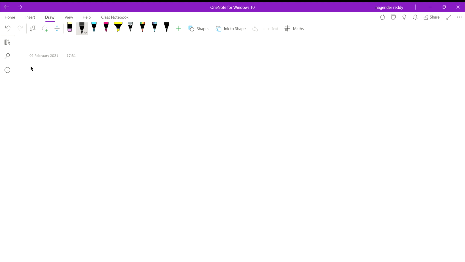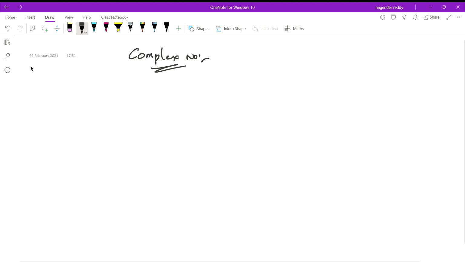Useful for diploma students and intermediate secondary also. So what is the concept here? Complex numbers. Let me explain what is a complex number here. Suppose you take any number. We can divide it into two parts: a real number and a complex number.